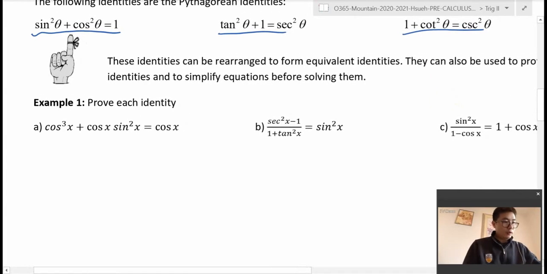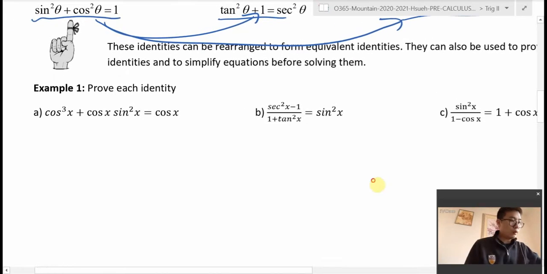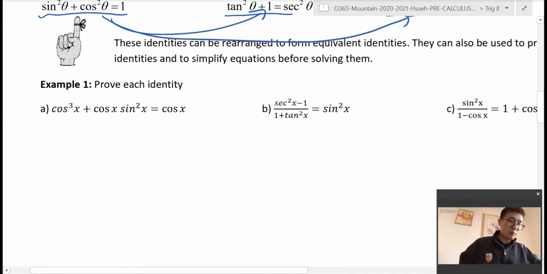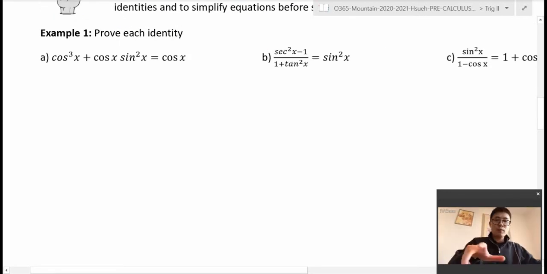Again, you can see here it says these identities can be rearranged. From here you can get this, and you can get that. You can just rearrange them and you get these equivalent identities. They can also be used to prove other identities and to simplify equations before solving them. So here we go. Let's look at our first 3 examples here. I'll do these 3, and then I have some for you to try.